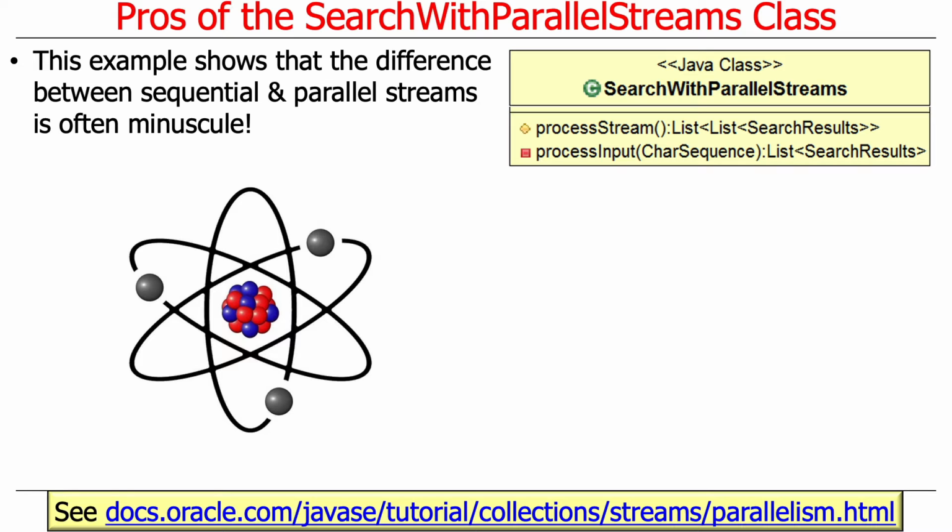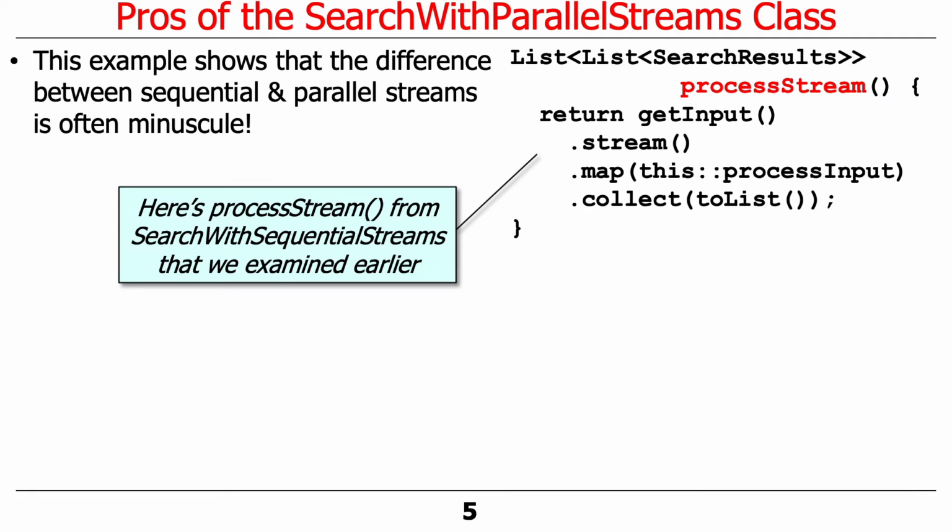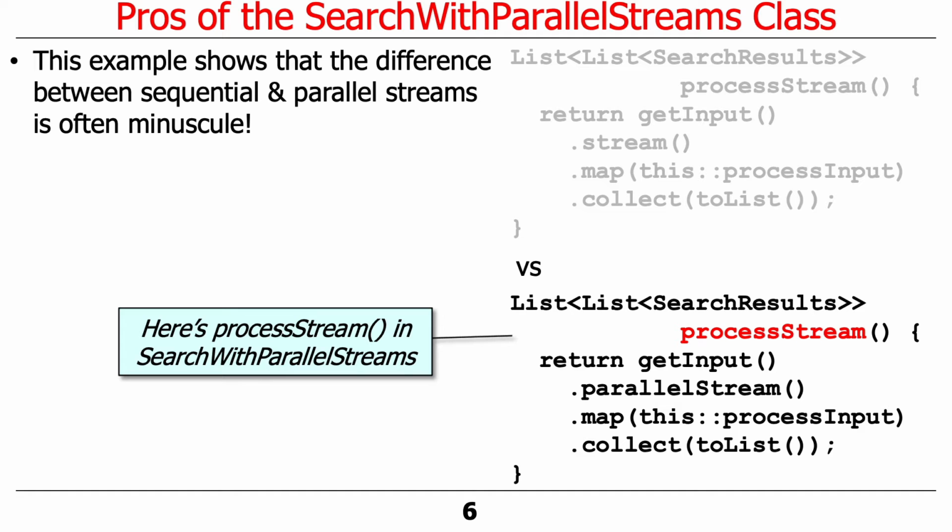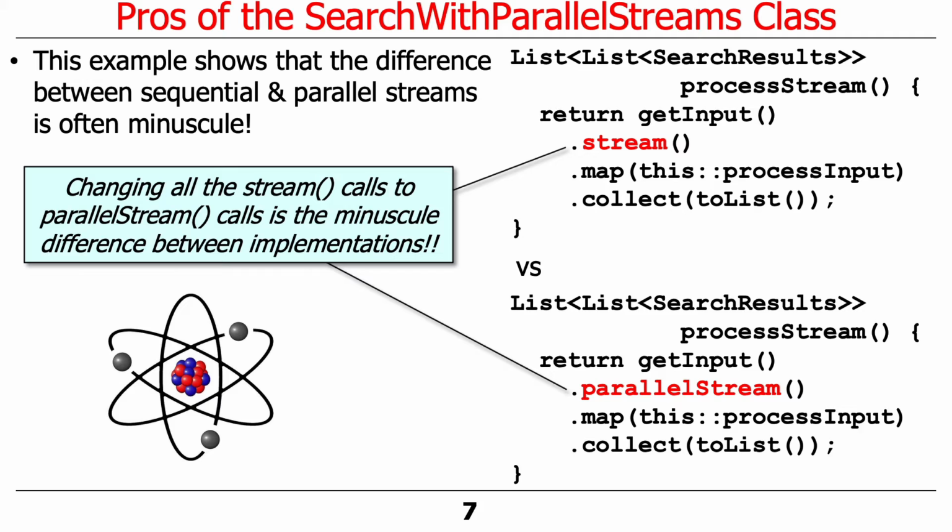One of the great things about this particular implementation is just how absolutely trivial it was to go from the sequential version of this stuff to the parallel version. Really, all we had to do was take the sequential version. This is what the sequential version looks like. I didn't even bother covering it because it's so similar. And we go ahead and have the parallel version. And as you can see, the only difference is we go from stream to parallel stream. So what's not to like?